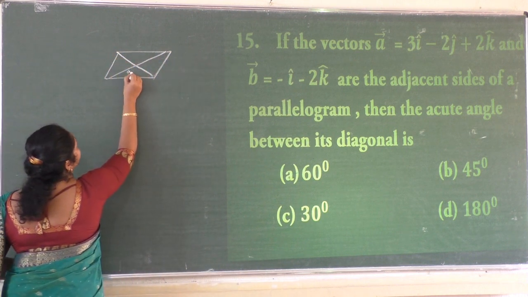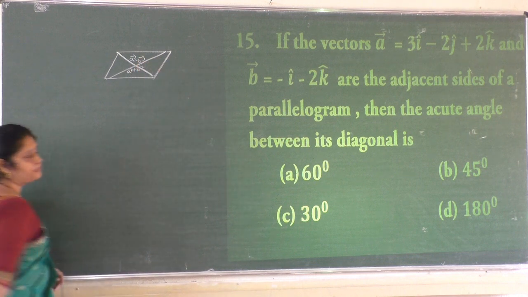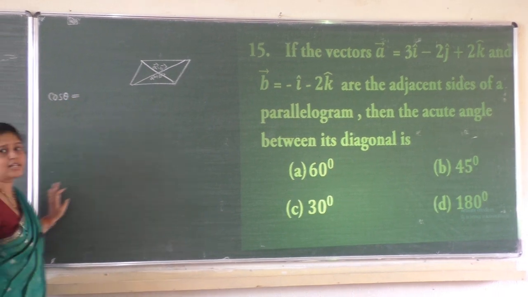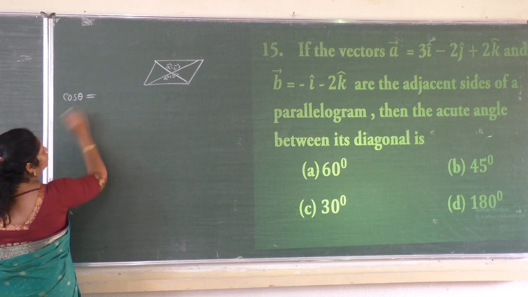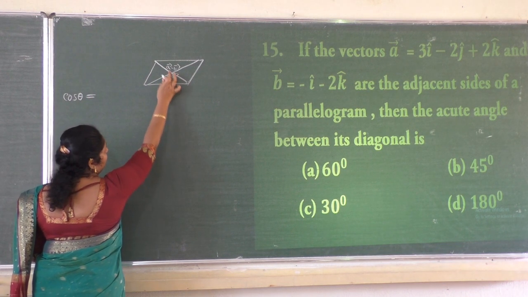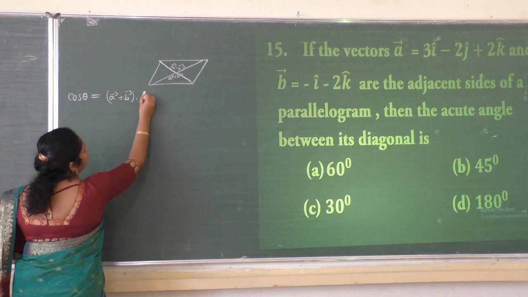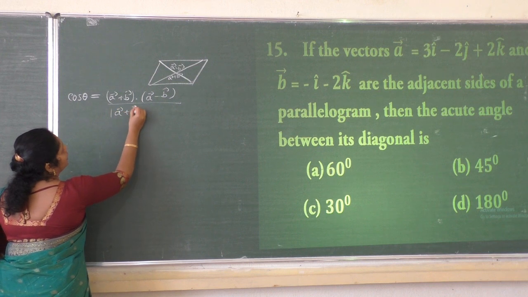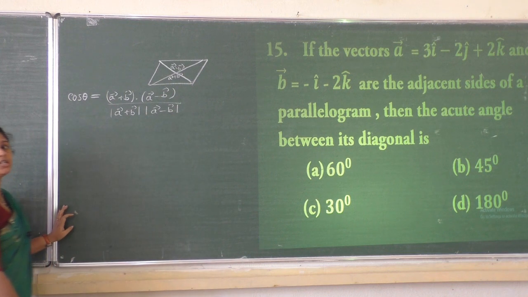Diagonals. One diagonal is vector A plus vector B, another one is vector A minus vector B. Then the acute angle between these two diagonals. The angle between two vectors, the angle between two diagonals, that means the vectors representing diagonals, is given by cos theta equal to vector A plus vector B dot vector A minus vector B divided by magnitude of vector A plus vector B into magnitude of vector A minus vector B.